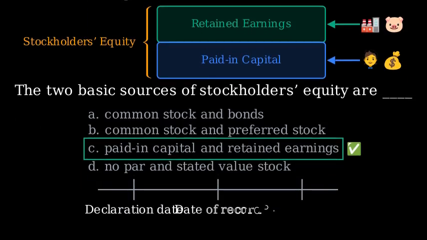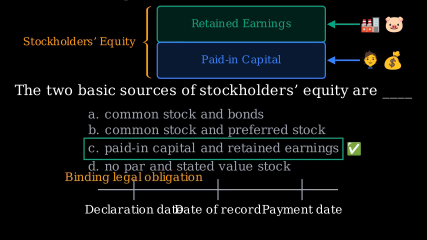Now for dividends. When a company pays a cash dividend, three dates matter. 1. Declaration date, when the board declares the dividend. 2. Date of record, which identifies who will receive it. 3. Payment date, when cash is actually paid. The dividend becomes a binding legal obligation on the declaration date.